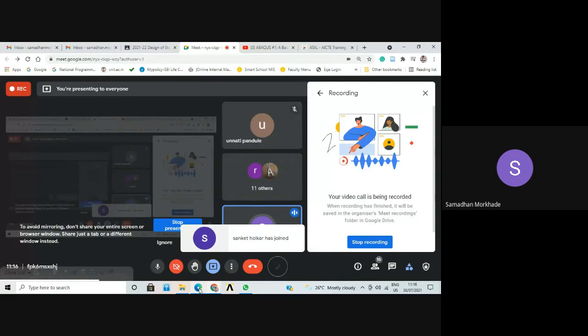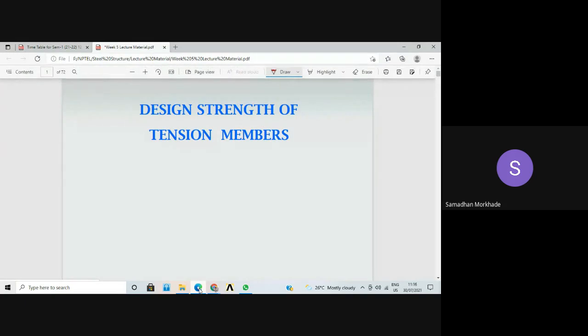Dear students, we are discussing the analysis and design of tension members. In yesterday's class, we discussed one example and calculated the design strength of double angle sections, 75 by 50 by 8, having bolted connections. In today's class, we are going to analyze the tension member examples for welded connections.